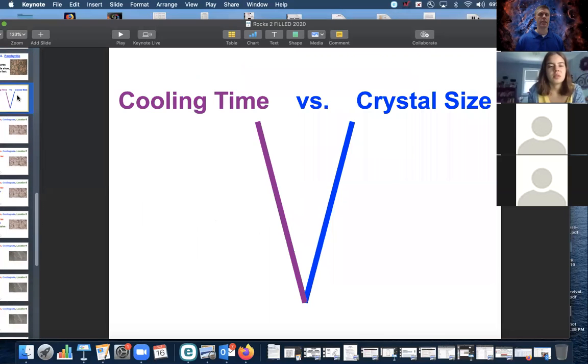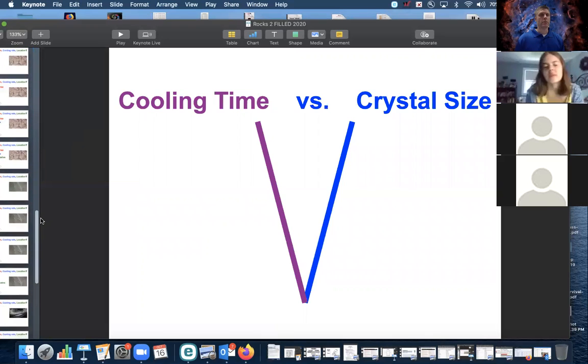And then this little visual aid, just to try to show the relationship between the cooling time and crystal size. So at the top, big cooling time, you have big crystals. At the bottom, you have short cooling time, you have little crystals. I don't know if that helps or not, but it's out there.